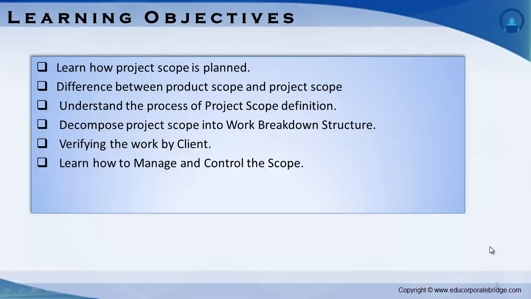Along with work breakdown structure, we will also see the work breakdown structure dictionary and its role in scope definition and scope management. Subsequently, we will learn about the scope validation by the customer or sponsor in the validate scope process, and finally learn how to control the scope.